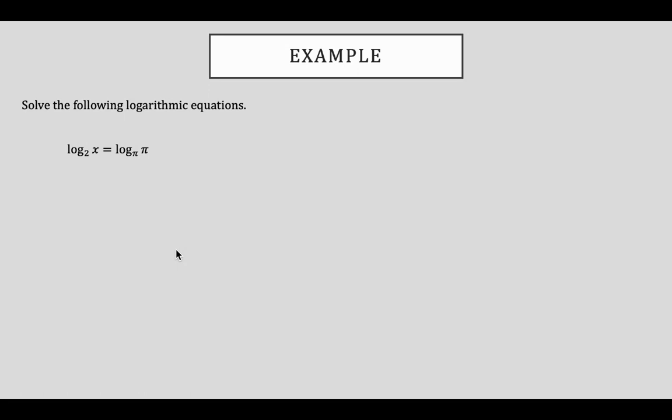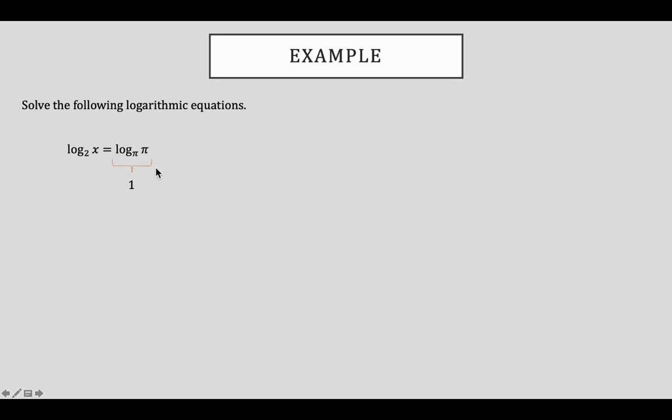Here we have log base 2 of x is equal to log base pi of pi. Well, what jumps out at you here? Over on the right-hand side of the equation, we have log base pi of pi. Recall from our properties of logarithms on the last page that log base a of a is equal to 1. This entire quantity here, the right side of the equation, is equal to 1. And think about why that makes sense.